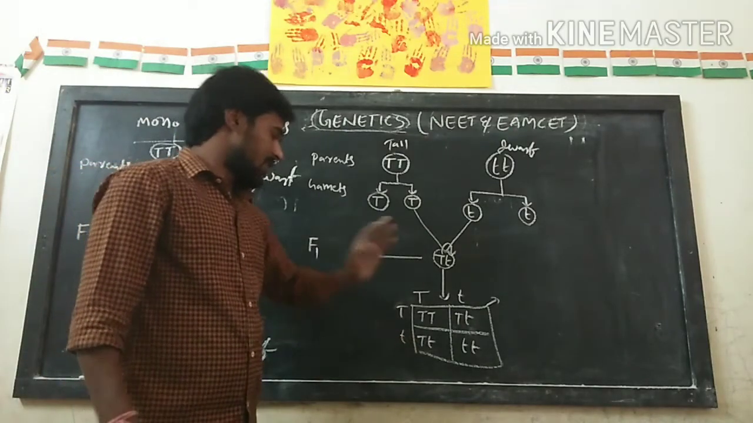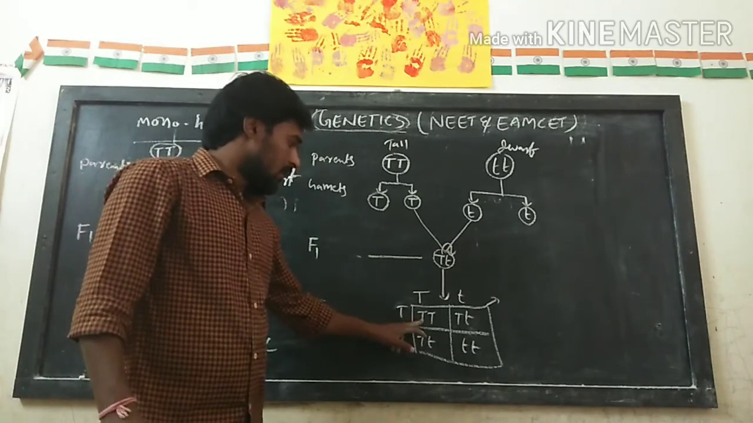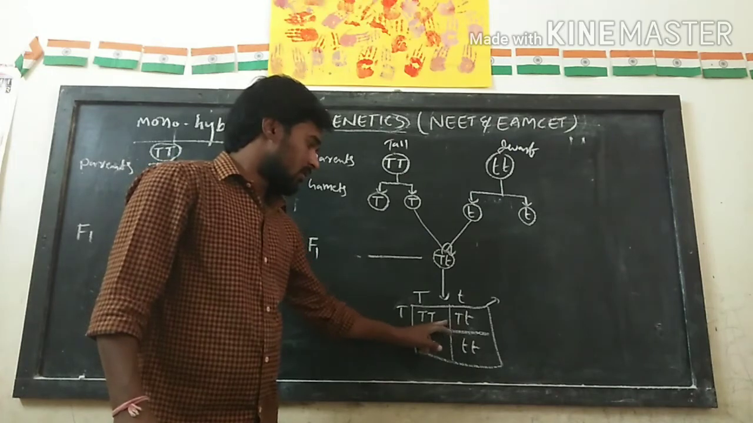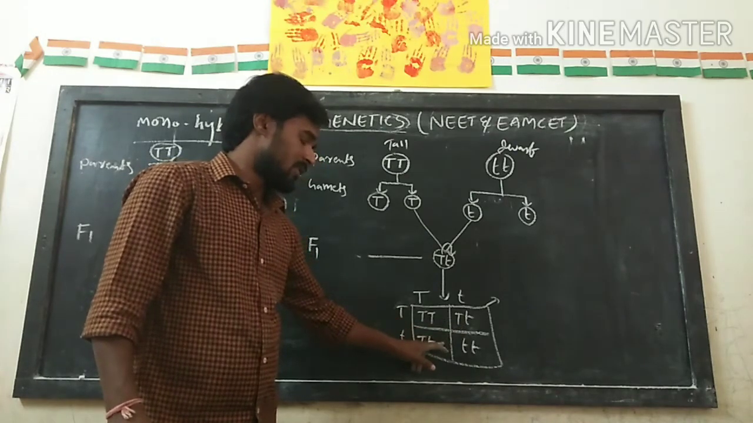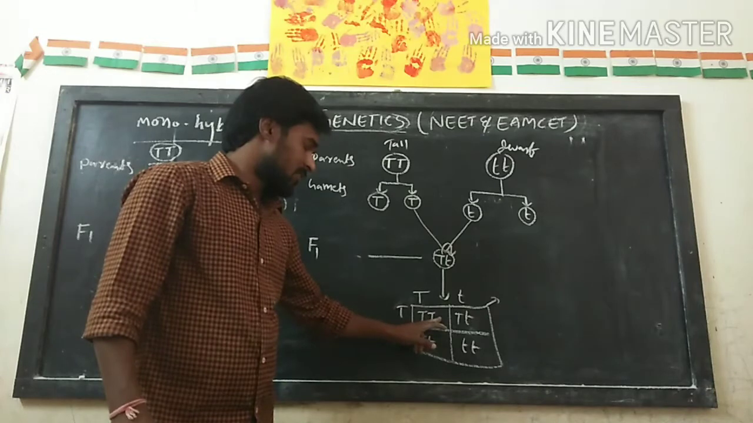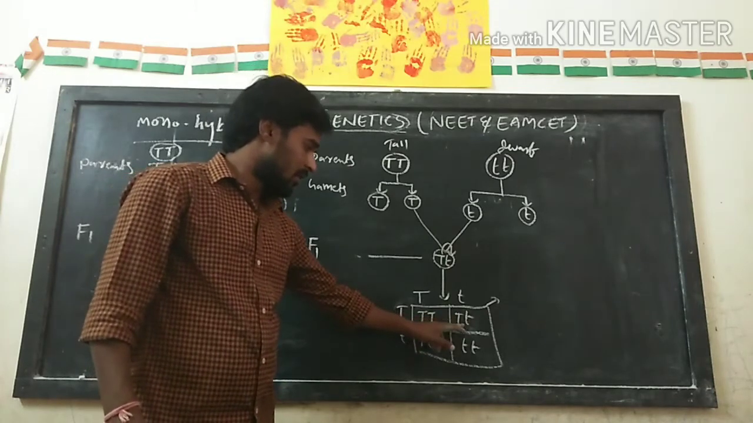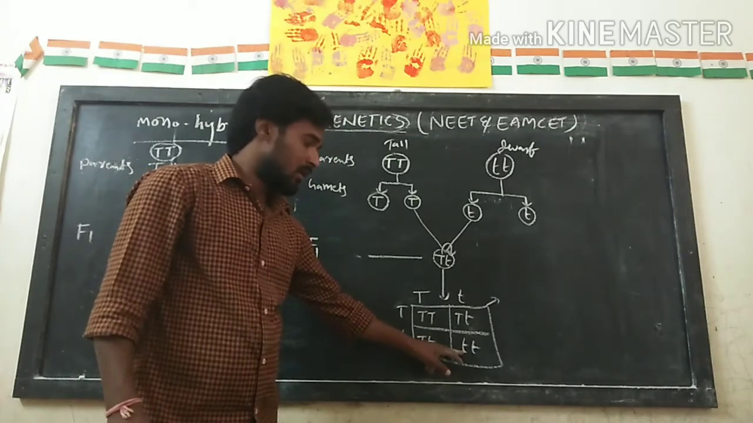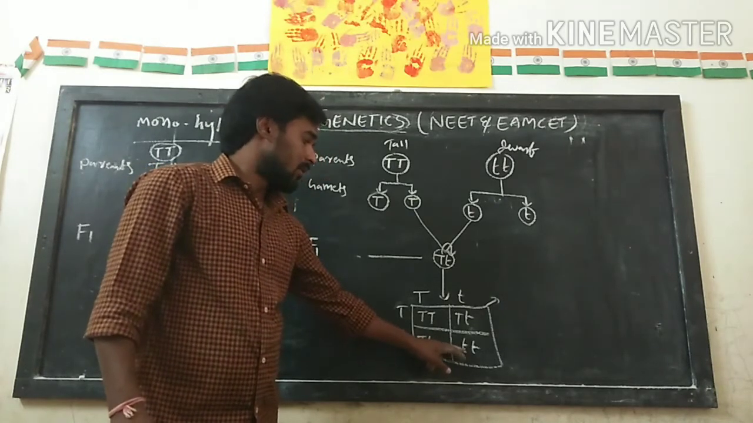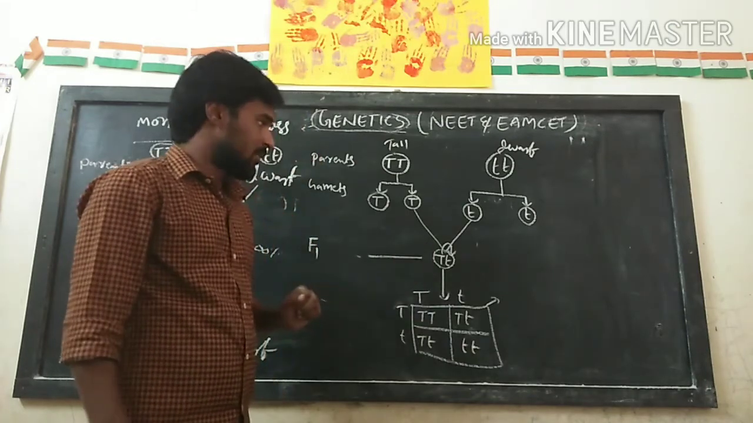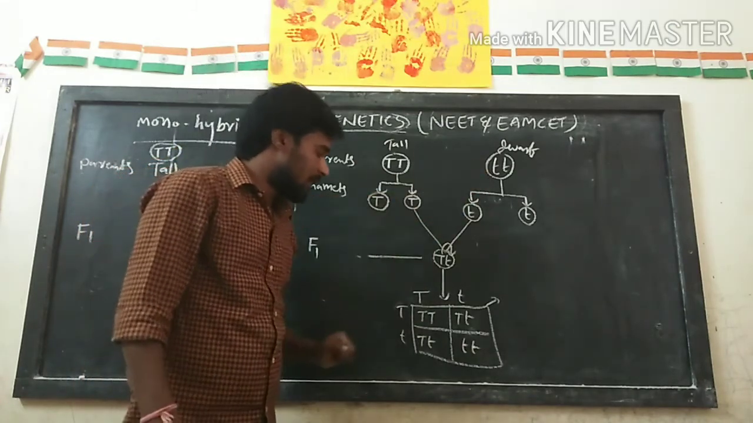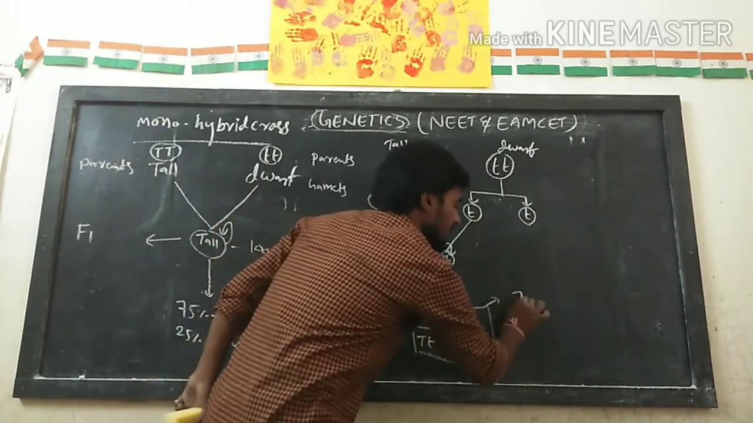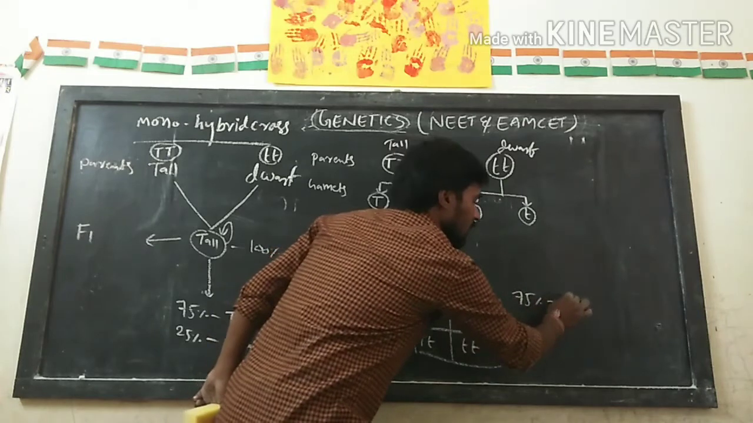If you observe the Punnett square, 75% of plants are tall. These plants are also tall, total 75%. Here there is no capital T. Both genes are small t's. That is why this is a dwarf. So 25% of plants are dwarf, and 75% of plants are tall.